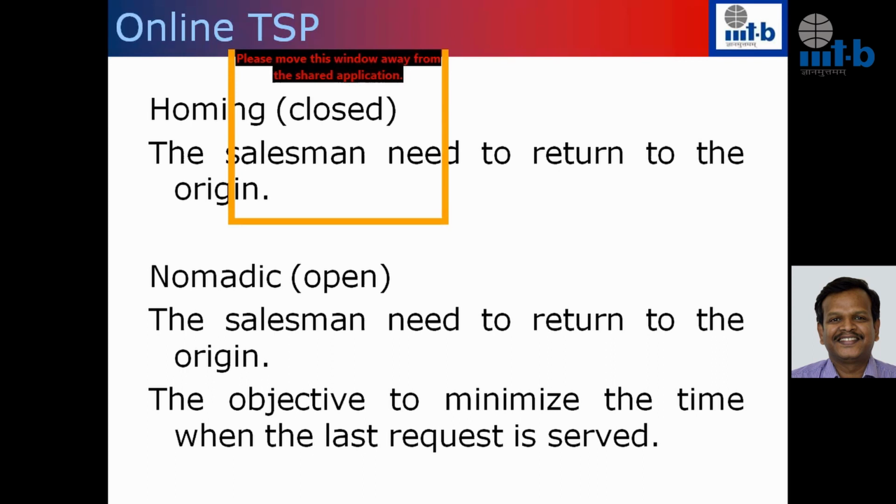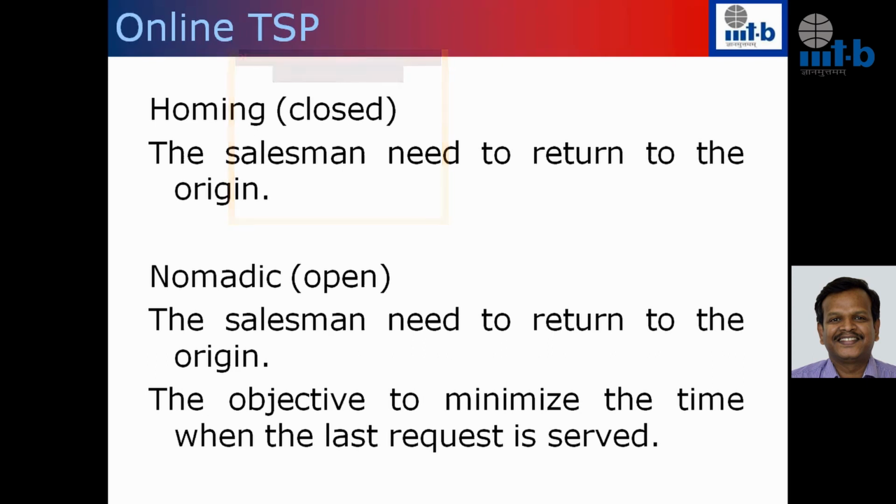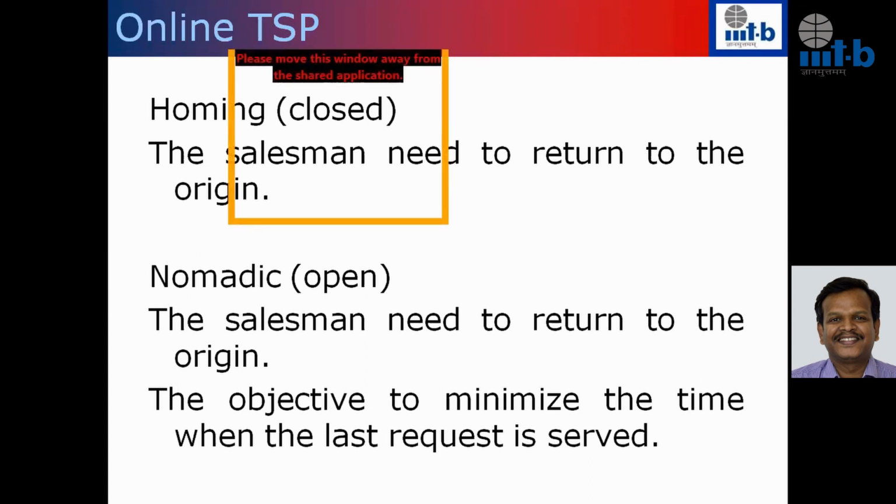So in the closed case, after you serve the last request, there is an additional constraint that you have to come back to the original place, which is the origin, where the algorithm starts in the beginning. At time zero, the server or the salesman is at a fixed location, which is called the origin. And after you serve all the requests, you have to come back to the same location. So these two are important classifications.